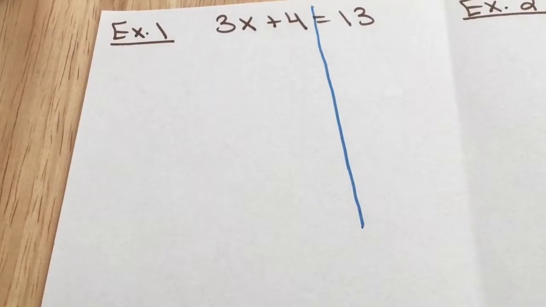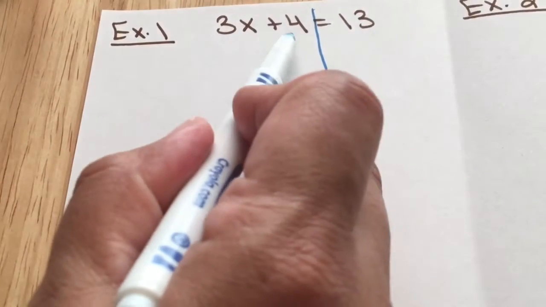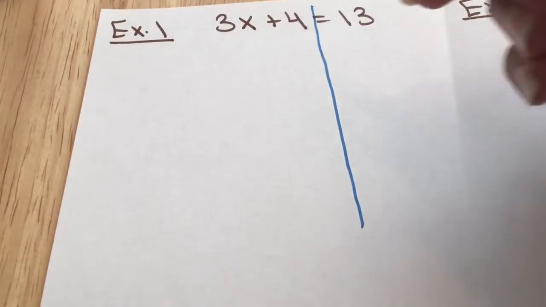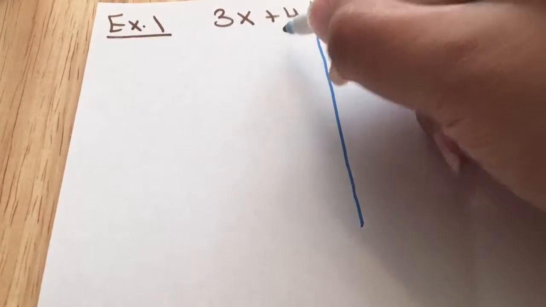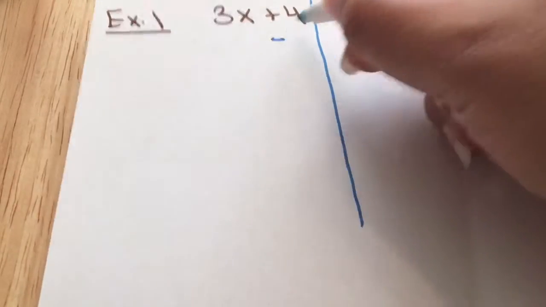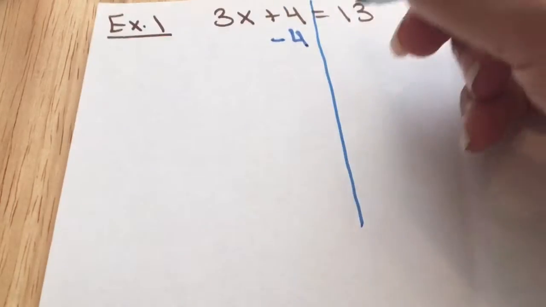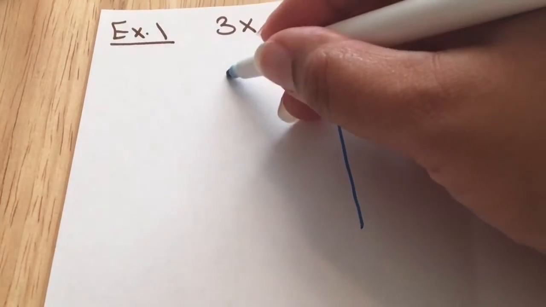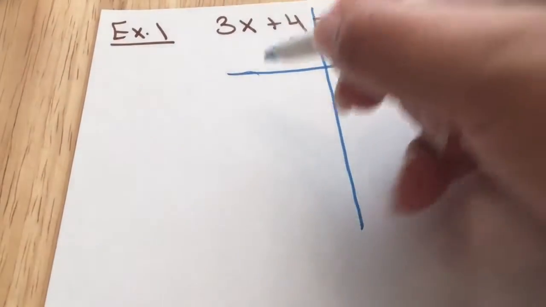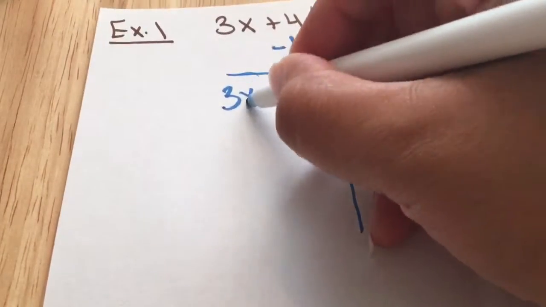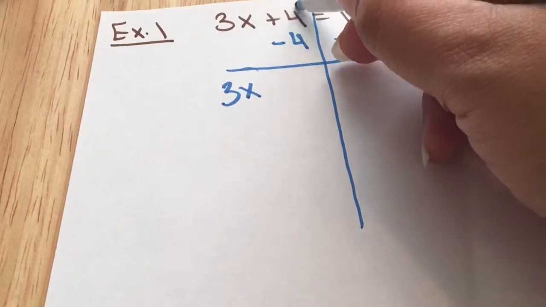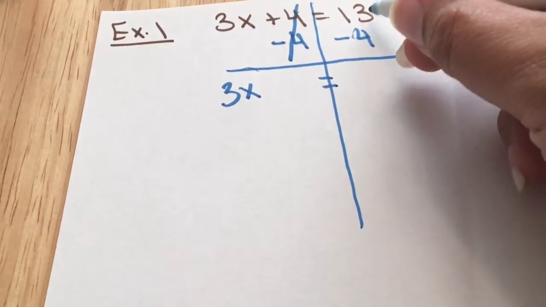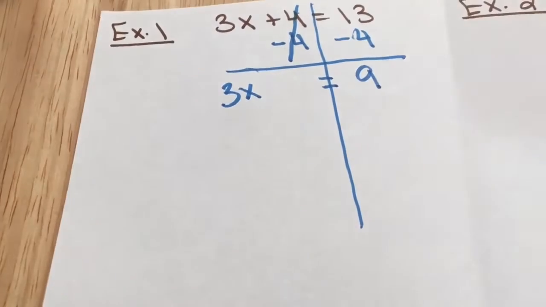So we notice that 3x is a variable term. 4 is a constant, 13 is a constant. So I need to get my constants together. To do that, I need to undo this 4. Well, what will undo a positive 4? A negative 4. Or what will undo adding? Subtracting. So I'm going to go ahead and subtract 4 from both sides. That's going to leave the 3x here. 4 minus 4 is 0, so I'm just going to cross those out. And 13 minus 4 is 9.